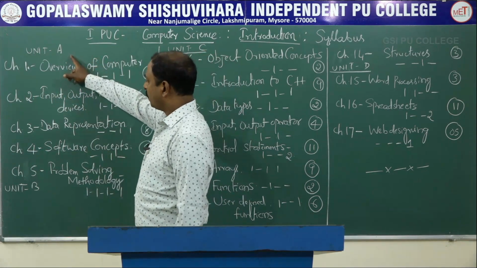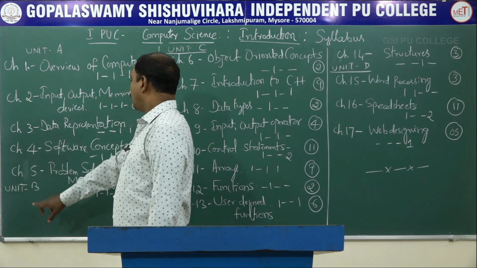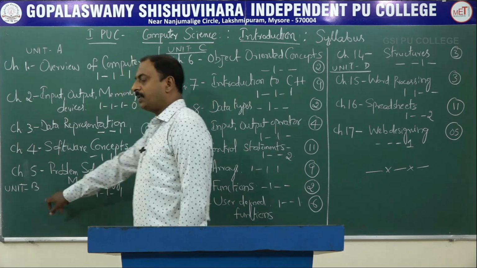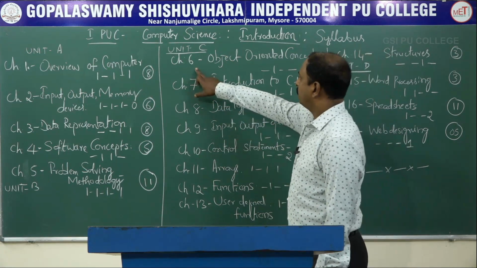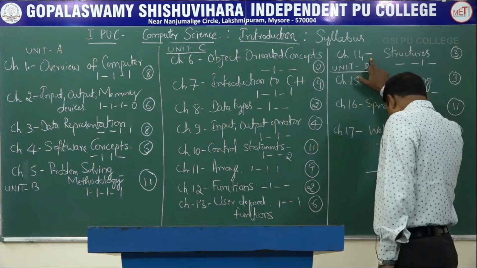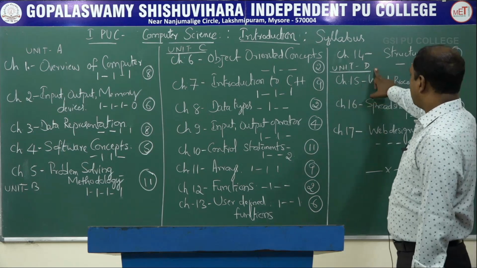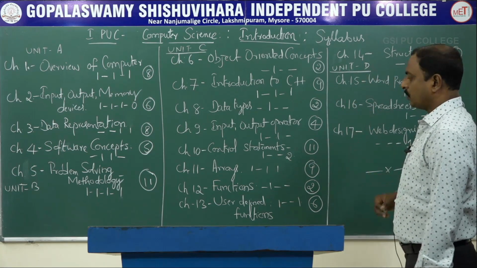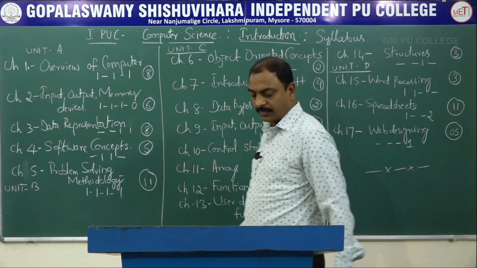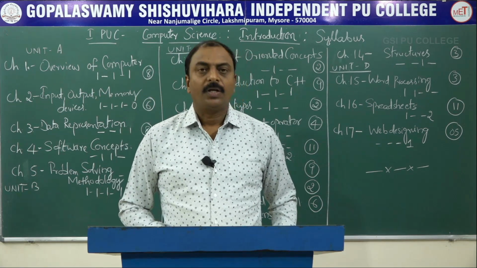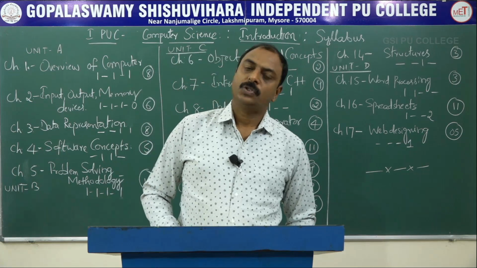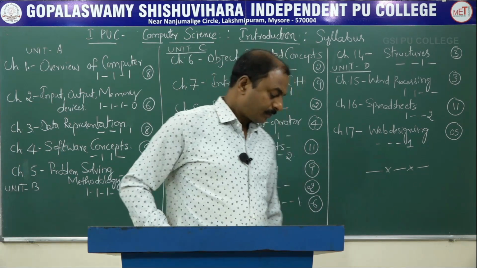Unit A is from chapter 1 up to chapter 4, and chapter 5 is only in unit B. Under unit C we have from chapter number 6 up to chapter number 14. Then unit D has three more chapters. So altogether 17 chapters are divided into four different units. Now let me brief you chapter wise, one by one.